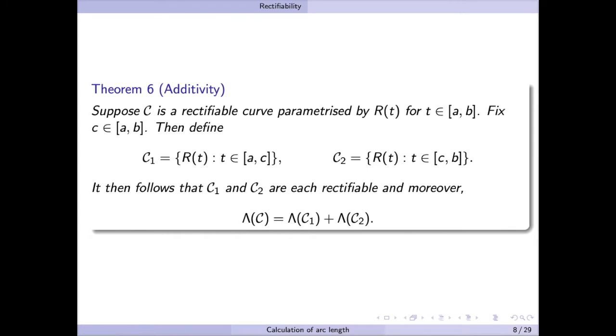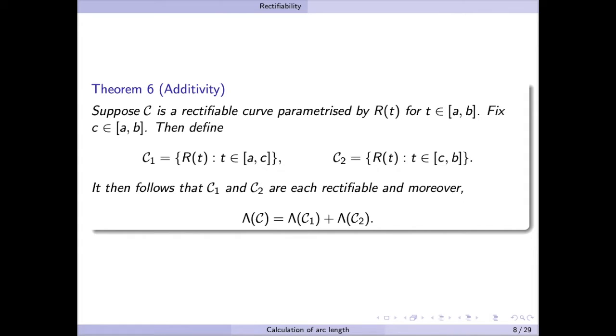Our next theorem is called additivity of arc lengths. So it essentially states that if you have a curve C that is rectifiable and has a well-defined arc length, and if you split it into two not necessarily equal paths, then each of the two parts that you divided into are separately rectifiable, and the entire length of the curve C is equal to the sum of the lengths of the curves of each of the paths.